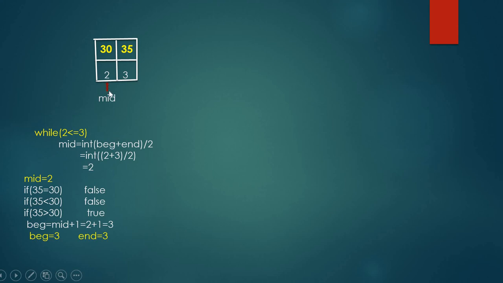Then what is the middle element? 30. Then 35 is compared with 30. 35 is equal to 30, that is false. 35 less than 30, that is also false. 35 greater than 30, that is the else part, that is true. So again we need to change beginning is equal to mid plus 1. What was the mid value? 2. 2 plus 1 is equal to 3. Now we got beginning is equal to 3 and end is equal to 3.